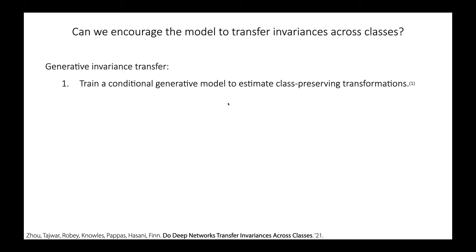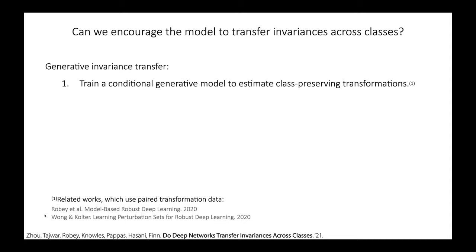There are actually prior works that try to learn these kinds of transformations. Usually they assume that you have paired data of the exact example with and without the transformation. In this case, we're just going to assume that we have the original long-tailed data set, and train this conditional generative model to essentially produce images from the same class.